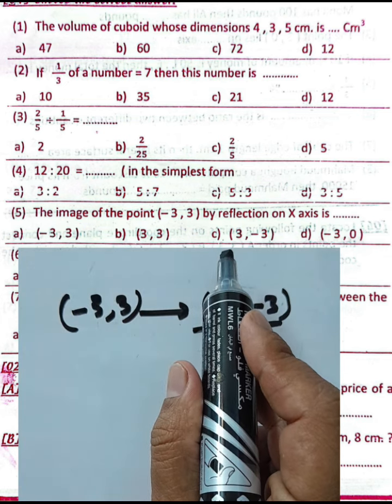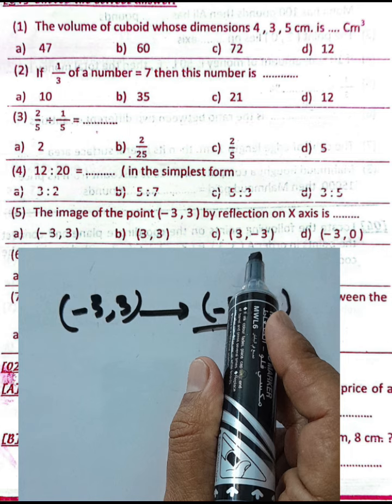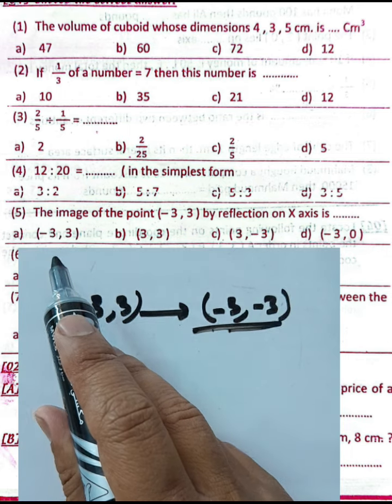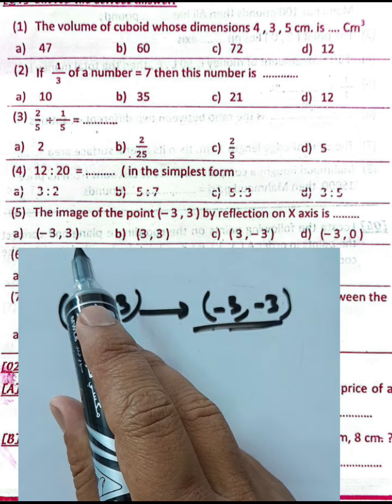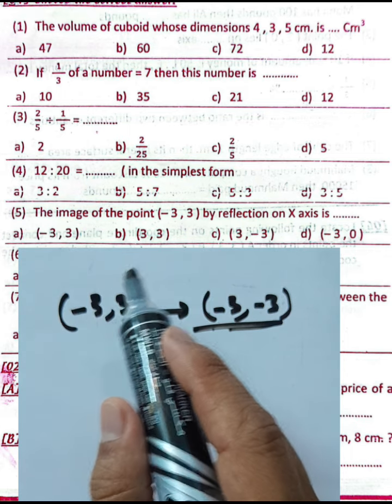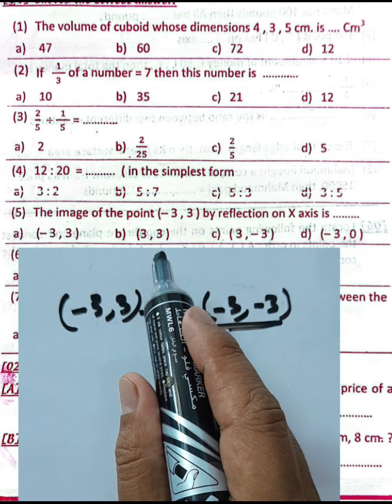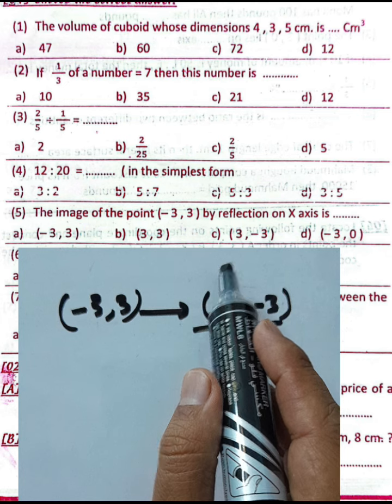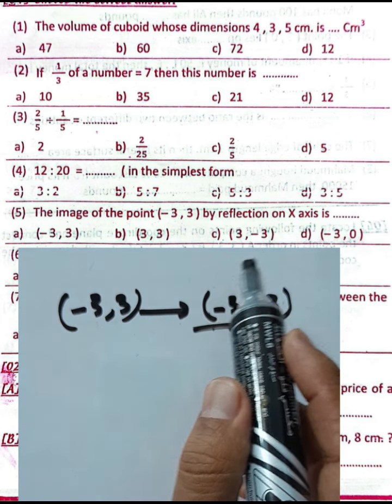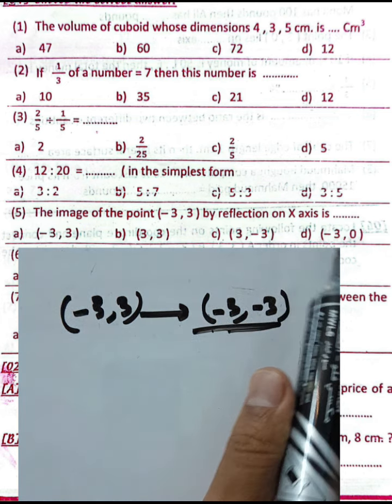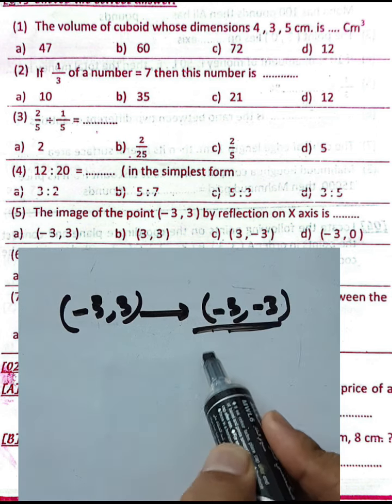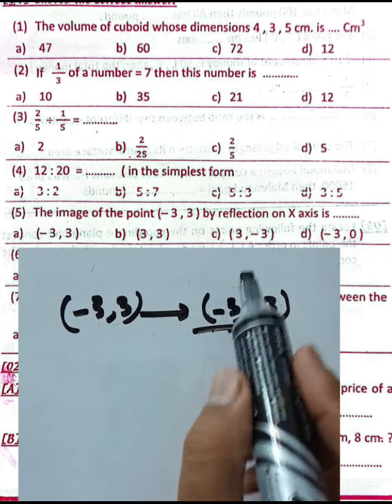Letter C, (-3, -3), is right because we have here (-3, 3). It's the exact result. (3, 3) is false. (3, -3) is false. (-3, 0) is false. So you must put a negative here to change the result.